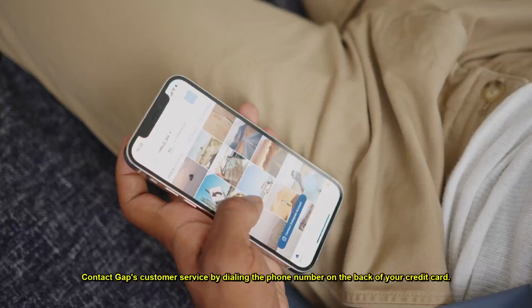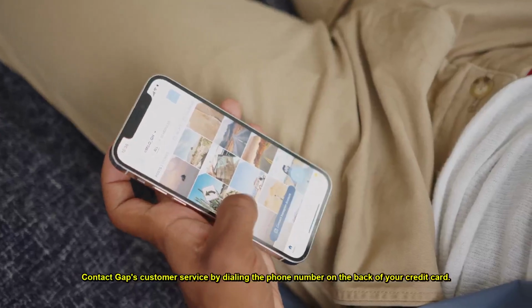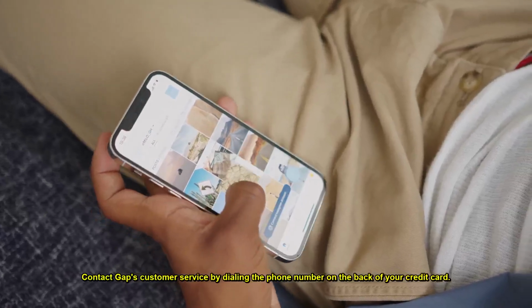To cancel your Gap credit card, start by gathering your account information. Make sure you have your account number and personal details handy. Contact Gap's customer service by dialing the phone number on the back of your credit card. Once connected, request to speak with a representative regarding your account. Inform the representative that you wish to cancel your Gap credit card.